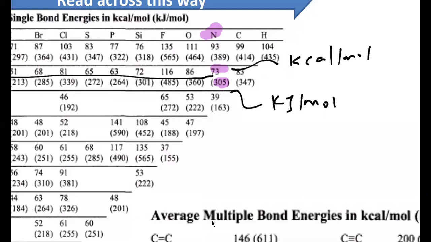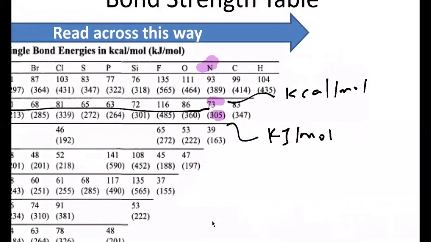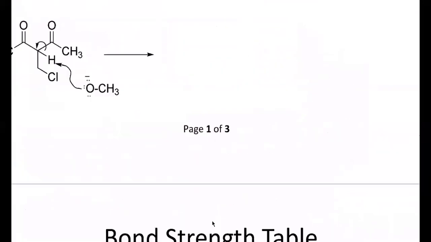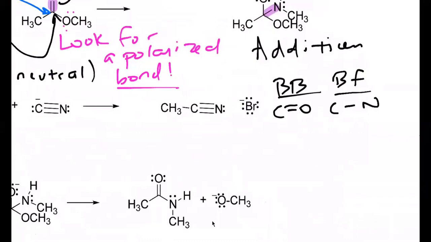All right, so let's take the 305 and stick it in here. This is 305 kilojoules per mole. We're okay with that?